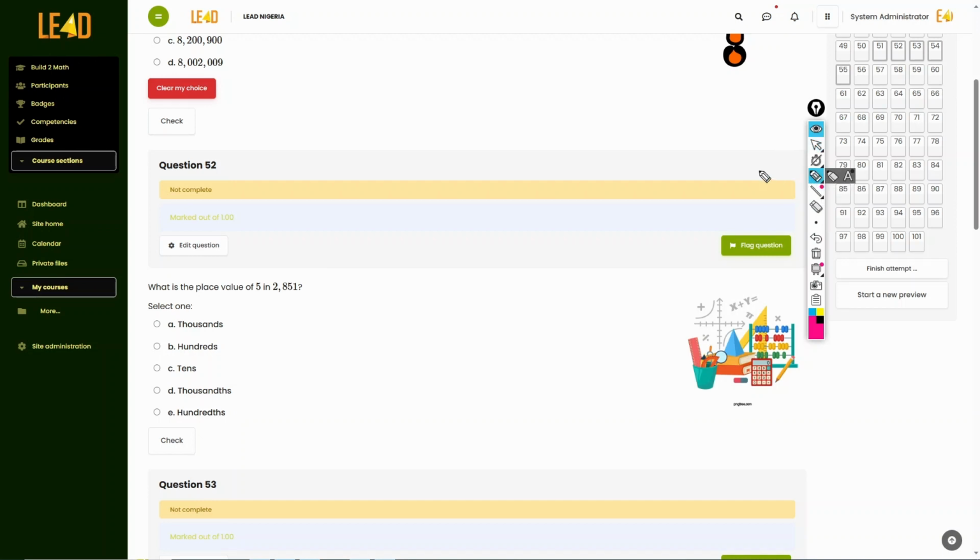Okay, the place value of 5 in 2851. So what's the place value of 5? Okay, so this is units and 1 is unit, right? And then 5 is what? Tenths. So it's 5 tenths. The place value is tenths.